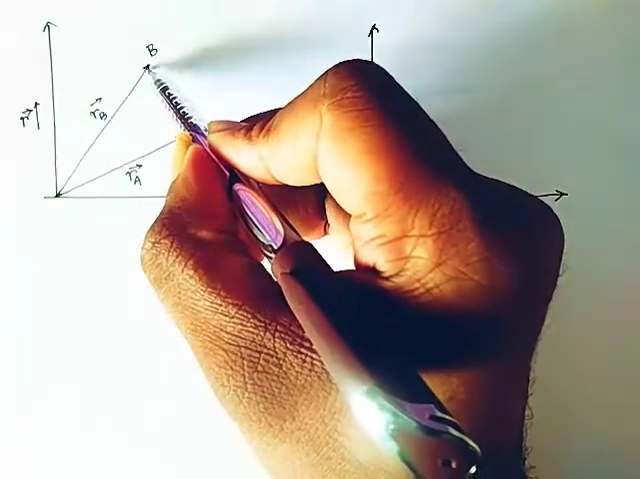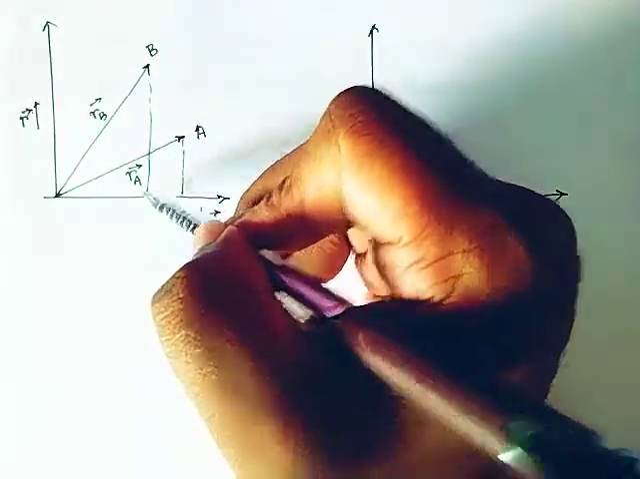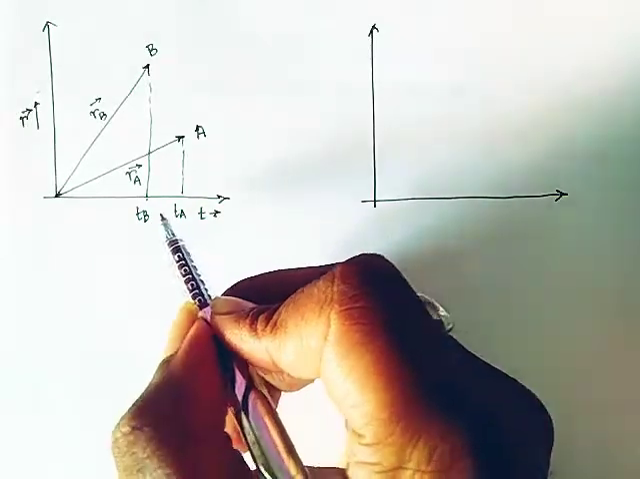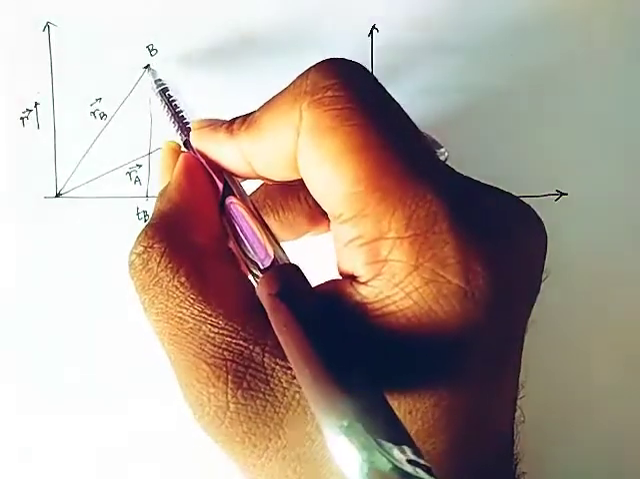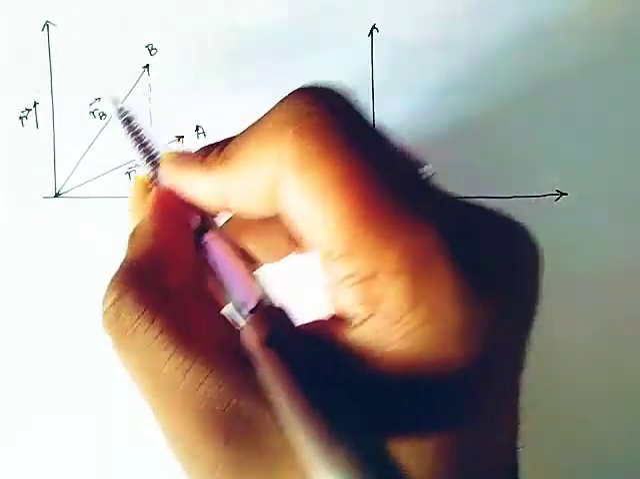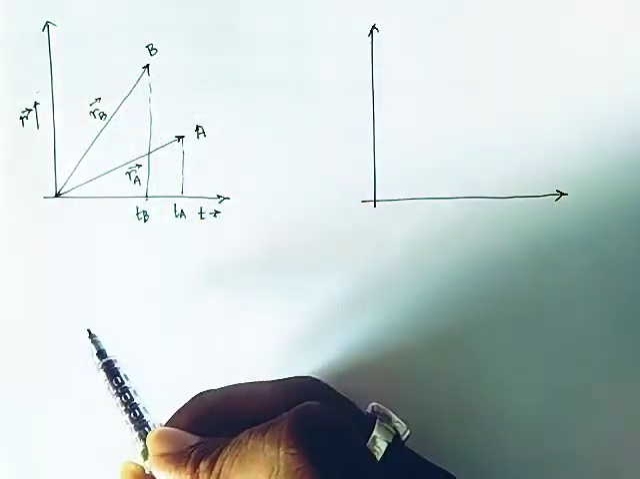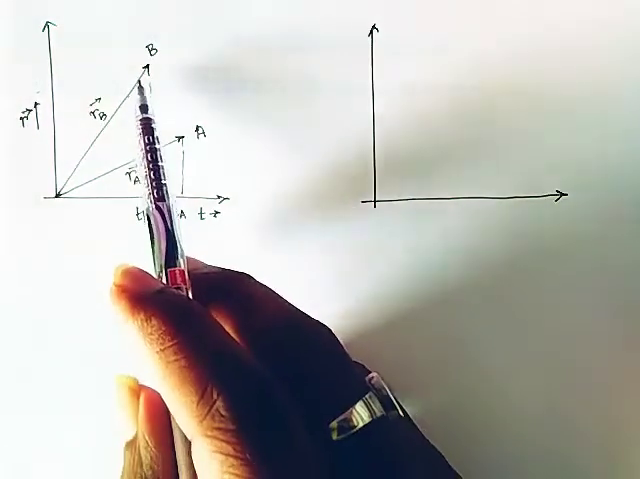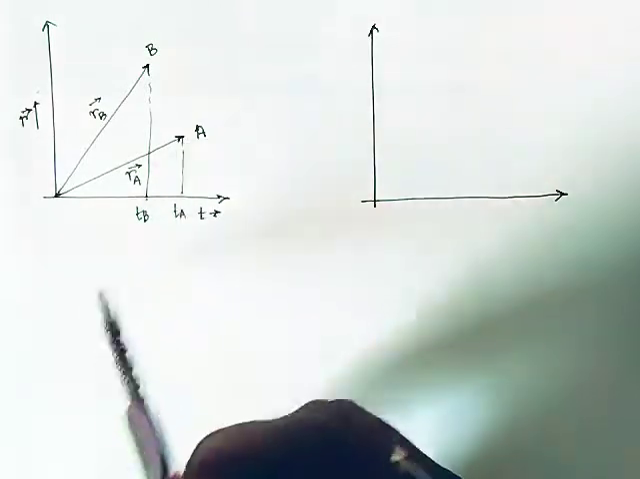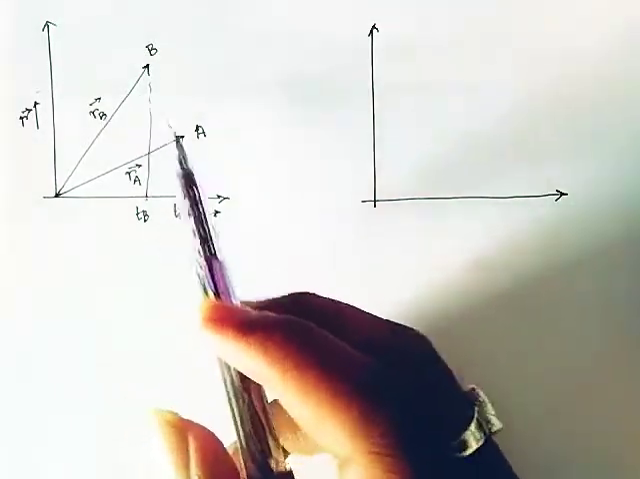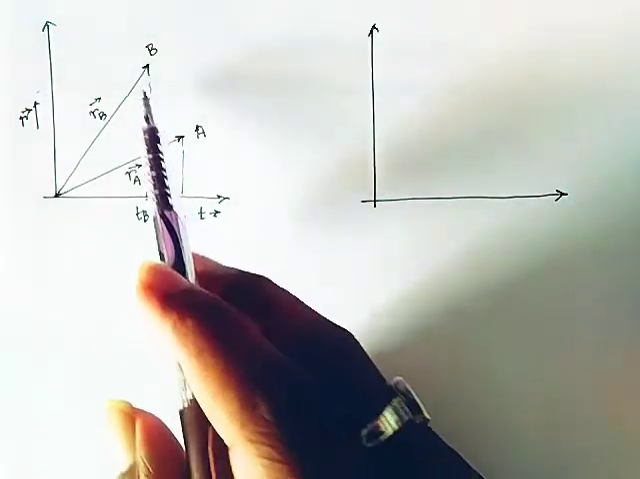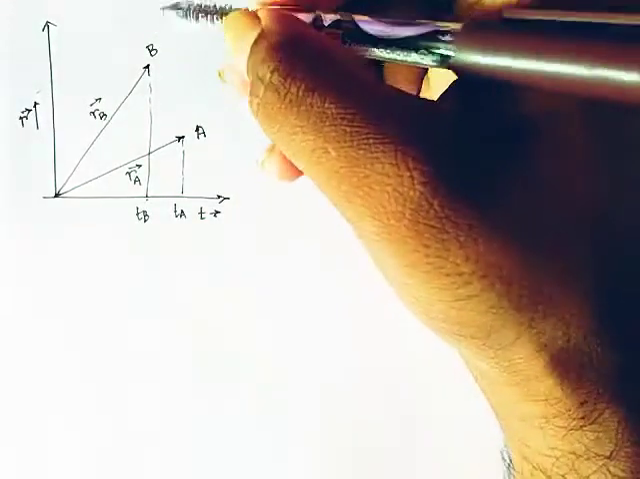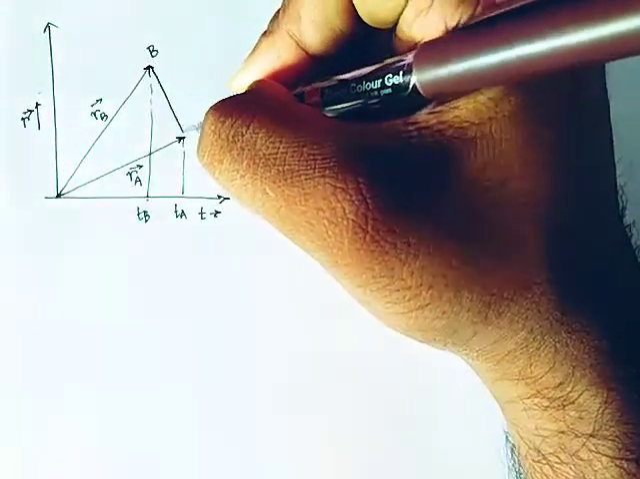After some time, at a certain time TB, the particle will be at position B. At that time the position vector is RB. So if the particle is at position B at first, and then it comes to A, or if it moves from point B to point A, what is the displacement here? The curve should be like this.